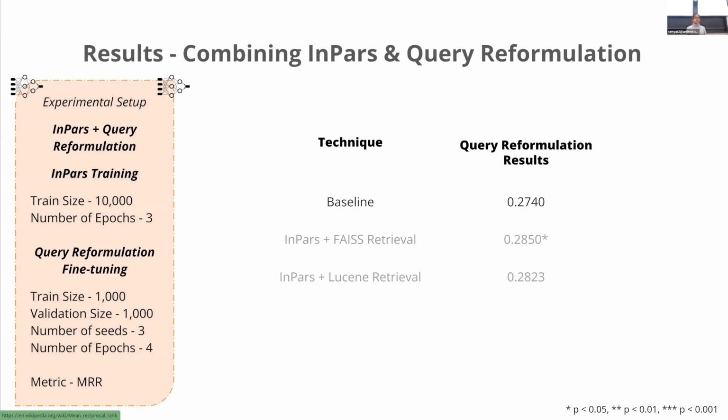The next thing that we try, given the positive results we had before, is combining two model-based techniques. Over here, we do something pretty similar. We use a pre-trained InPars model, which has been trained on the synthetic data, and then we fine-tune it using the query reformulation techniques. We noticed that using fast retrieval with InPars results in a significant improvement in performance.